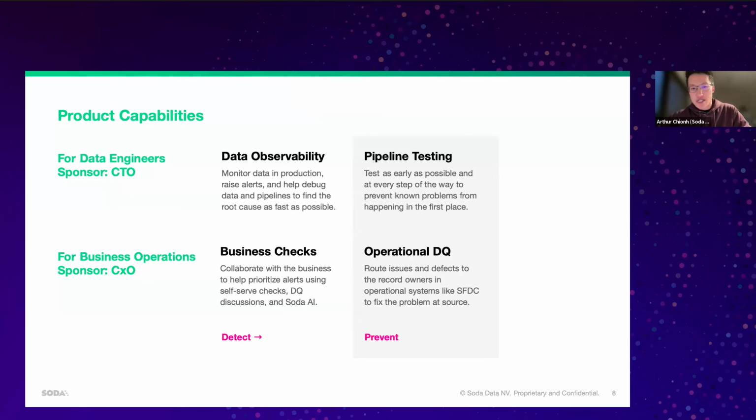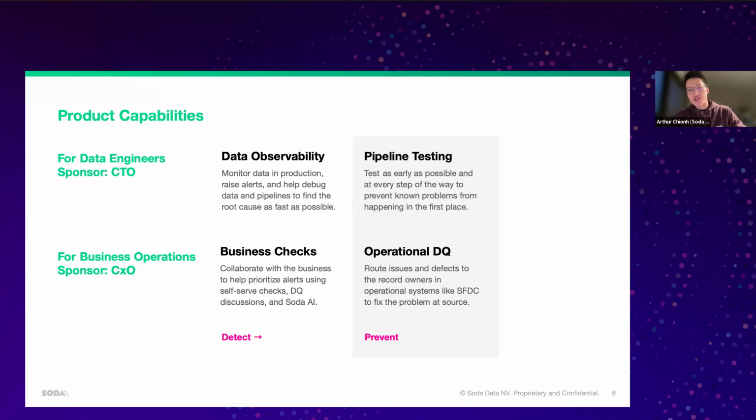It also allows business users to create business checks with our self-serve no-code Soda Cloud user interface. They can either create their own data quality checks or they can do so with the help of built-in Soda AI. From these checks, they can also create discussions and raise incidents around the data quality checks.